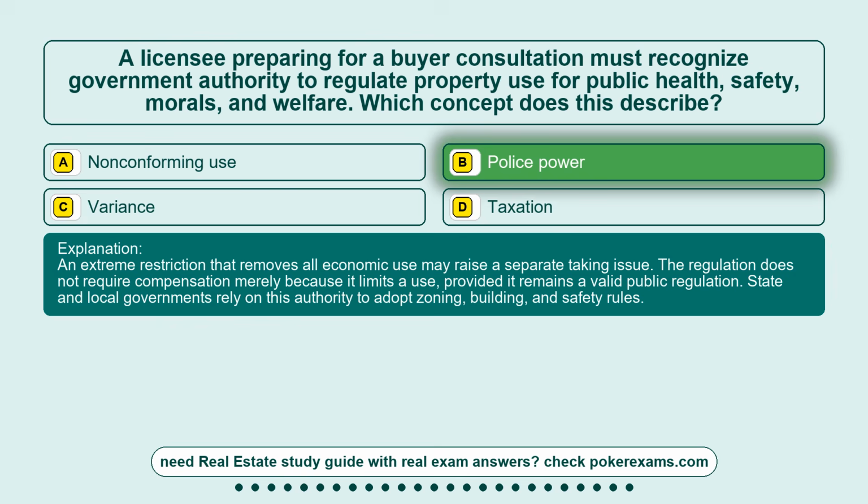An extreme restriction that removes all economic use may raise a separate taking issue. The regulation does not require compensation merely because it limits a use, provided it remains a valid public regulation. State and local governments rely on this authority to adopt zoning, building, and safety rules.